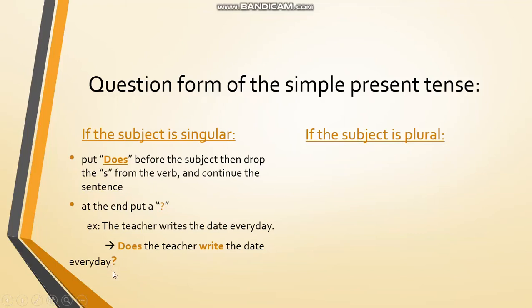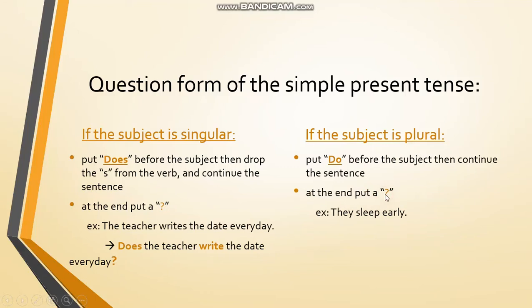If the subject is plural, I put do before the subject and then I continue my sentence. And don't forget to put a question mark at the end. For example, they sleep early, then it will become do they sleep early?